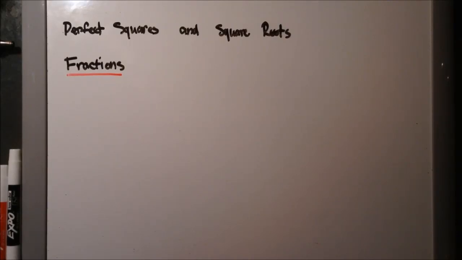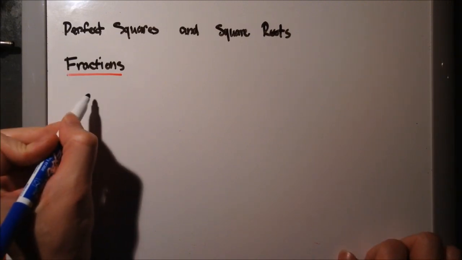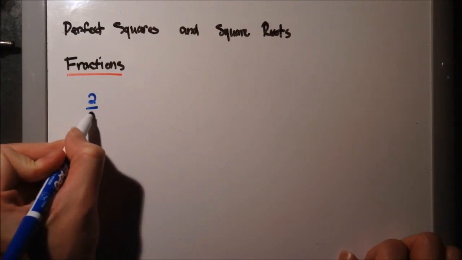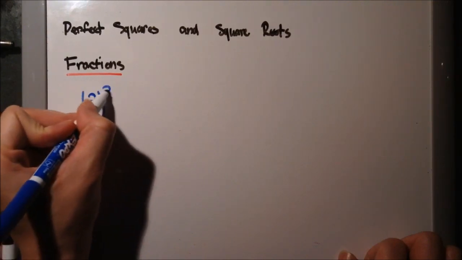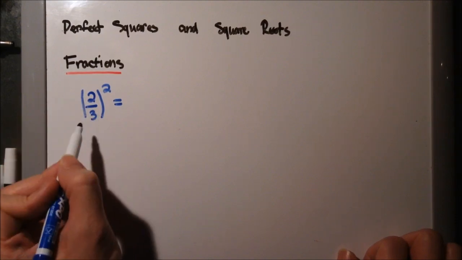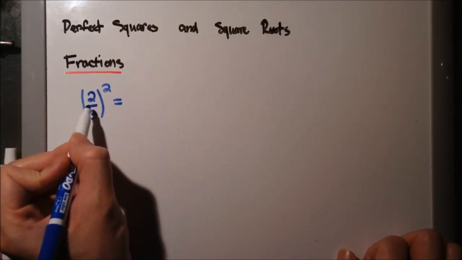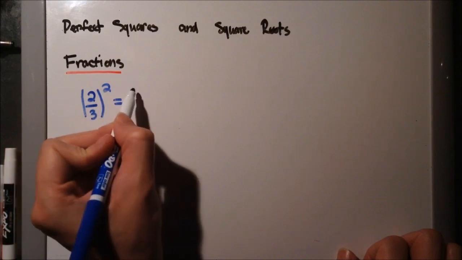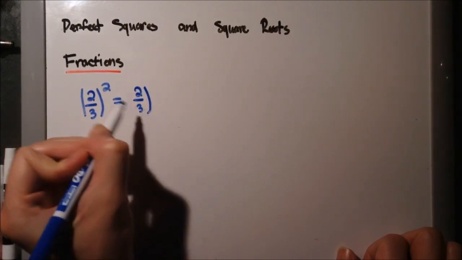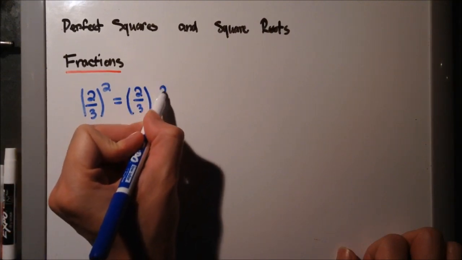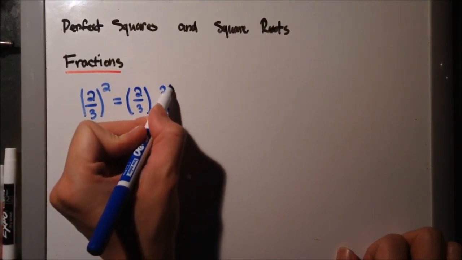Now before, when we were talking about perfect squares and square roots, we worked with only whole numbers. But what happens if you have a fraction? So, for our first example, say we have 2/3 squared. So again, when anything is being squared inside a parenthesis, what's inside the parenthesis will multiply itself 2 times. So 2/3 times 2/3.